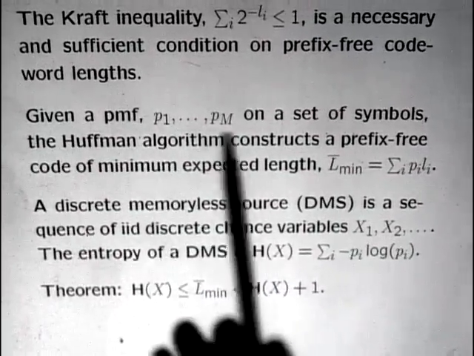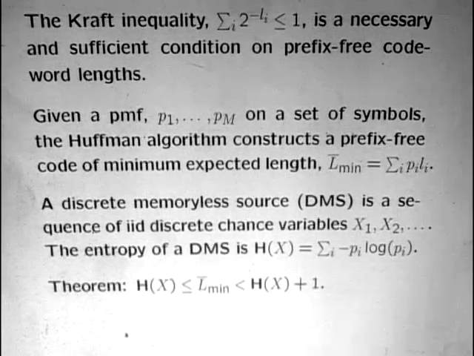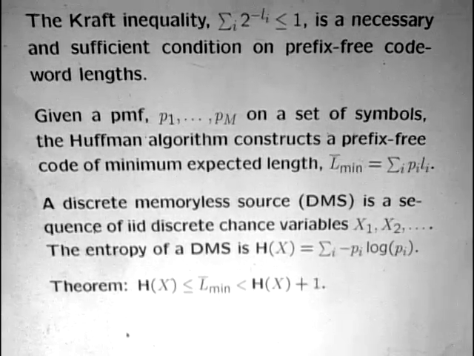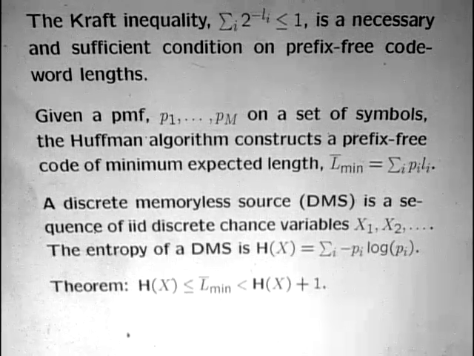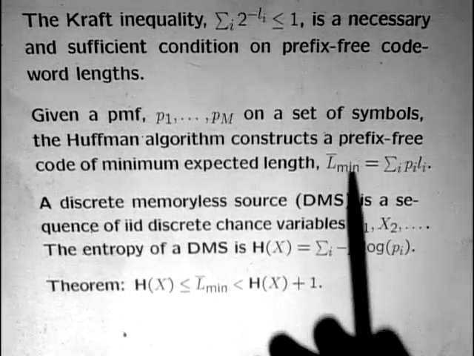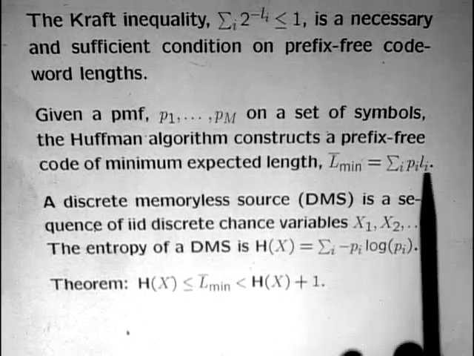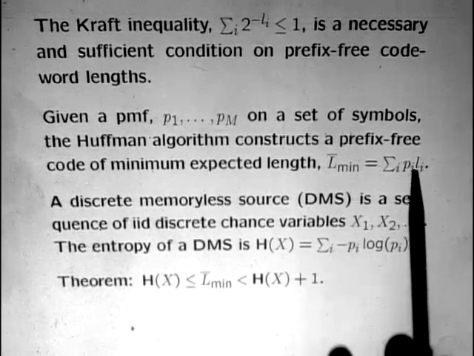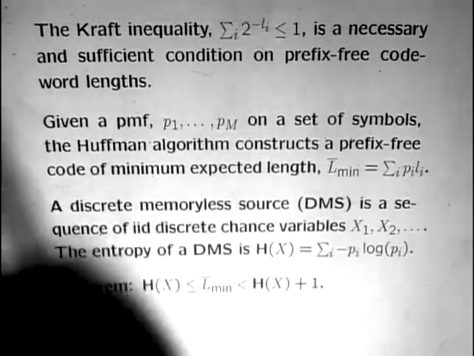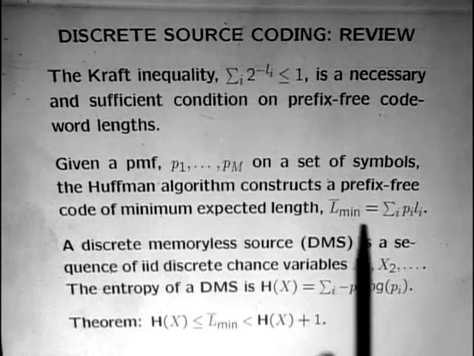So given this set of probabilities, they have to add up to 1. The Huffman algorithm is this ingenious algorithm, very, very clever, which constructs a prefix-free code of minimum expected length. And that minimum expected length is just defined as the sum over i of P sub i times L sub i. And the trick in the algorithm is to find that set of L sub i's that satisfy this inequality but minimize this expected value.